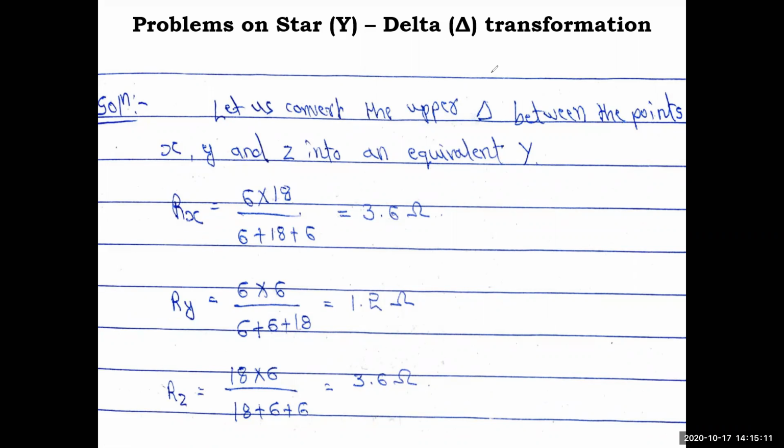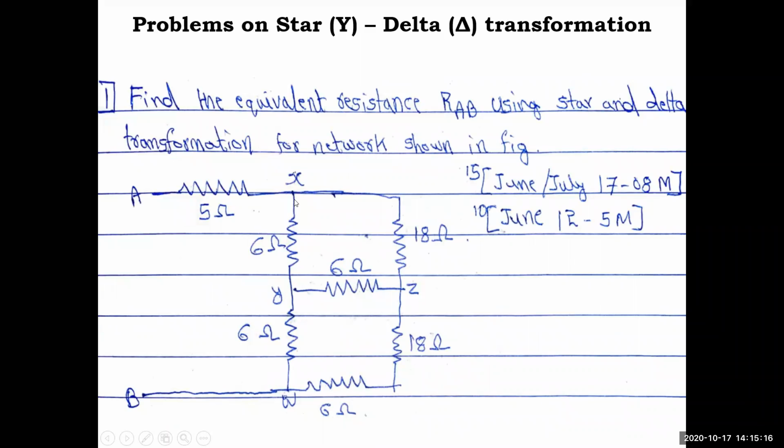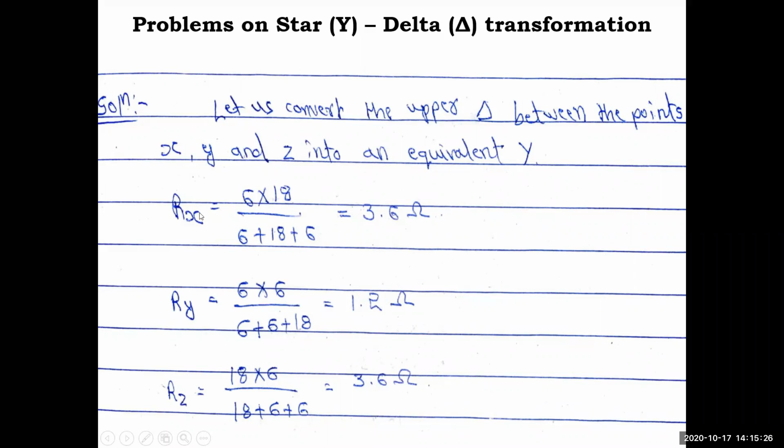So if you look back, what is the resistance here? Rx: 6 and 18 are the adjacent ones. Ry: 6 and 6. Rz: 6 and 18. And the sum of all three resistances. So that's what we have done. Rx is 6 into 18 by 6 plus 18 plus 6. Use the calculator and you'll get 3.6 ohm. You do it directly.